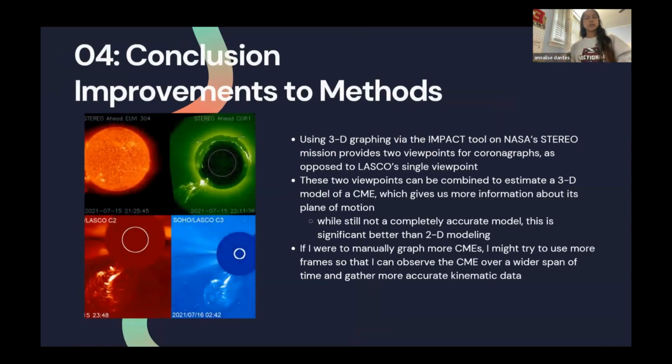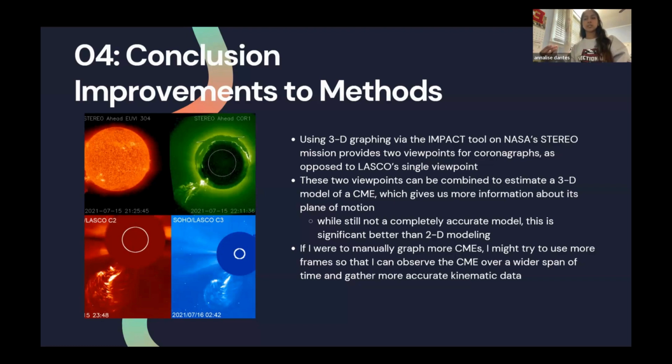So in my conclusion, I thought about some improvements to methods, and one of the main ones would be using 3D graphing instead. More recently, NASA launched the STEREO mission, which stands for Solar Terrestrial Relations Observatory. And on that mission is the IMPACT tool, which stands for In situ Measurements of Particles and CME Transients. And what this does is, unlike LASCO, which only has one viewpoint, IMPACT has two different viewpoints. So you're viewing the sun from two different locations.